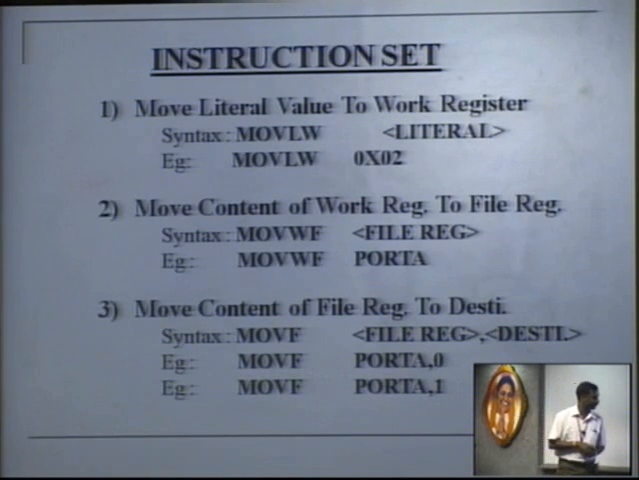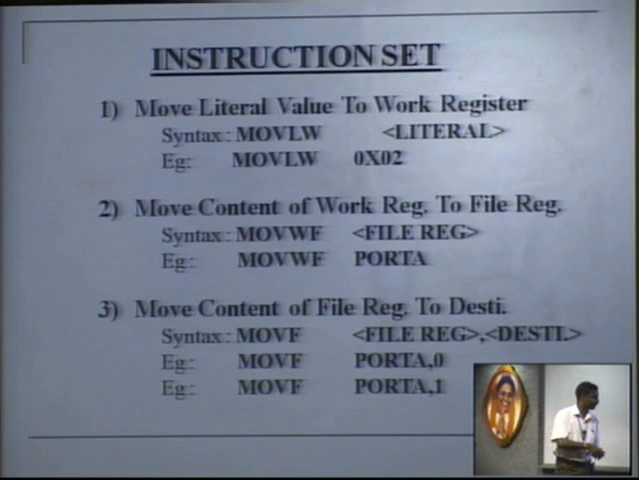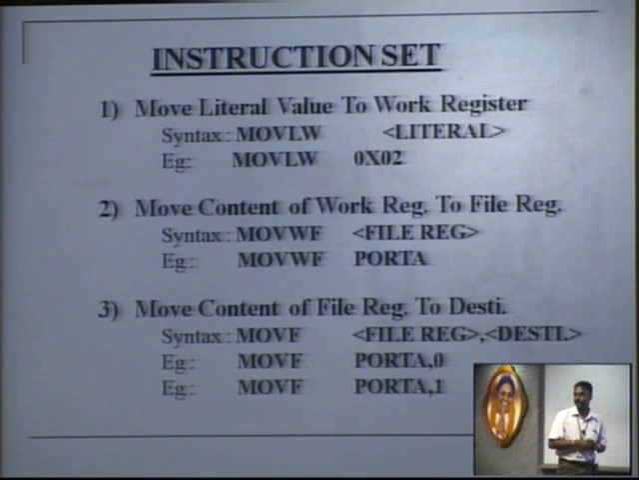So MOVF PORTA comma 0 means content of port A will be moved to working register. That is equivalent to MOVFW. That is content of file register you are moving to working register. That is how you are reading from an SFR, special function register. I need to read something from the SFR. For example, I need to check whether carry has been set. So what you will do? I need to read from status register. So I will give MOVF STATUS comma 0. So content of status register will be moved to work register.